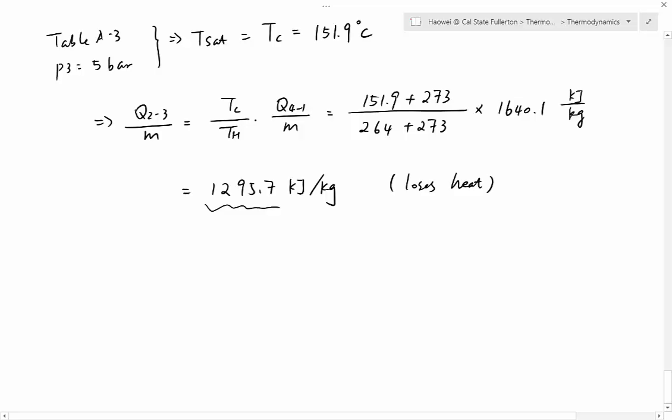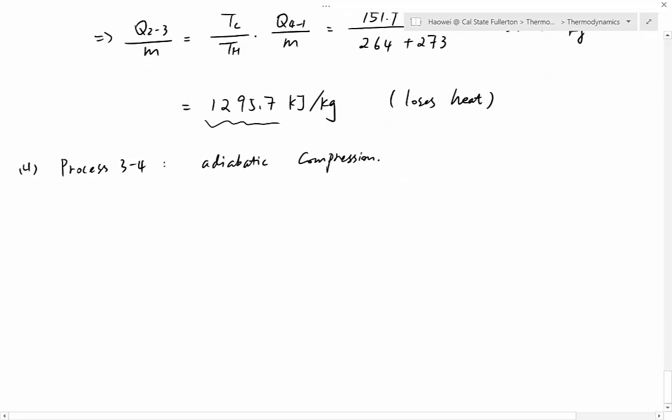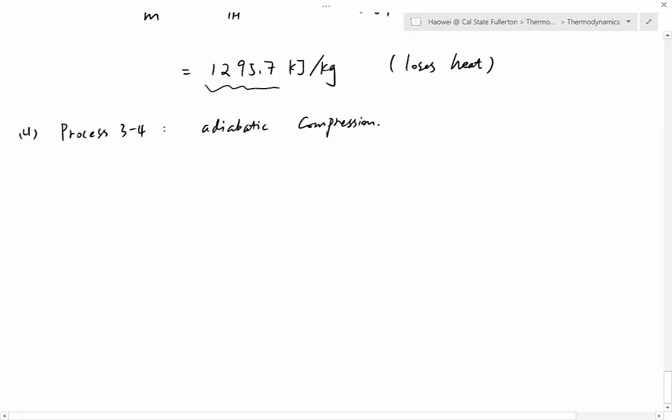Okay, so now we're done with work, WCV, and heat transfer for process 223. And then finally, we're moving on to the last process, 324. Process 324 has a name. The name is adiabatic compression. Okay, so work versus heat transfer, which one you think is easier for us to find? Probably heat transfer is easier.